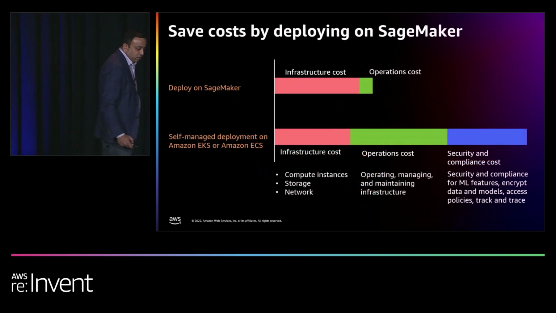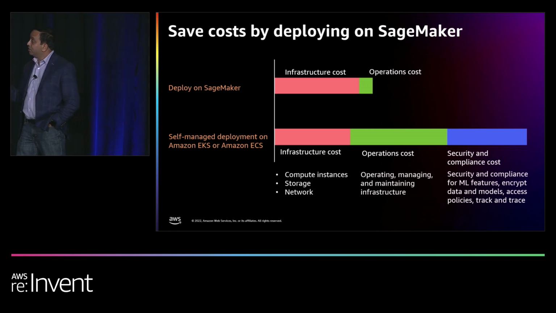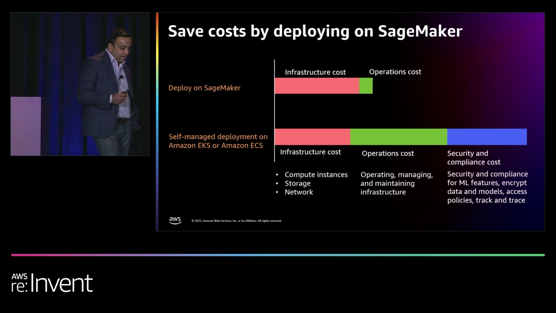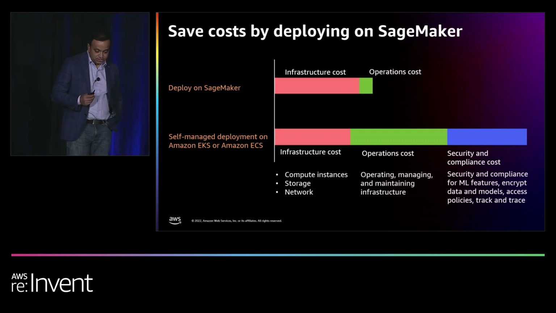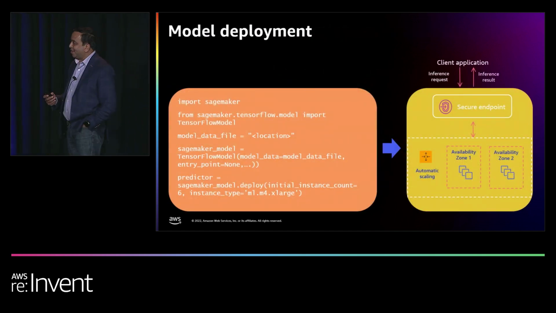So if you look at the total cost of ownership, with SageMaker, you get a lower cost structure. You have infrastructure cost. Venki talked about compute, instance storage, and network, and a little bit of operations cost on top of it. If you're managing it on your own, let's say on EC2 or EKS or ECS, you would have the infrastructure cost, you would have the operations cost, and security and compliance cost. You can see the cost is higher if you're managing on your own. I talked about the complexities.